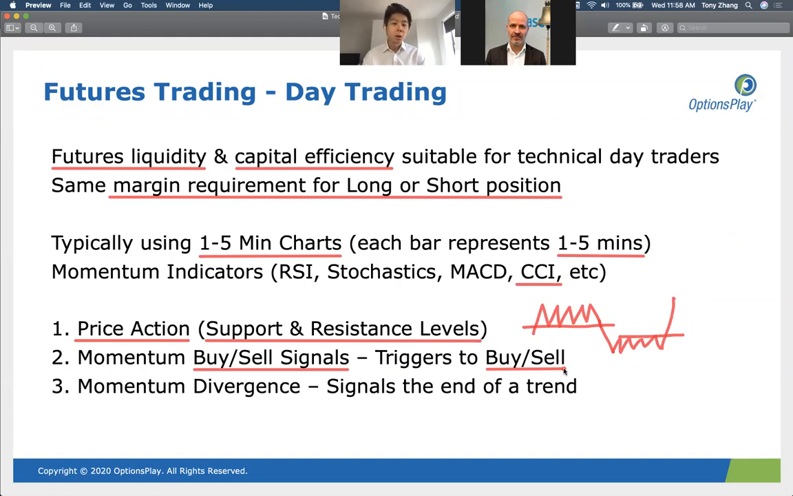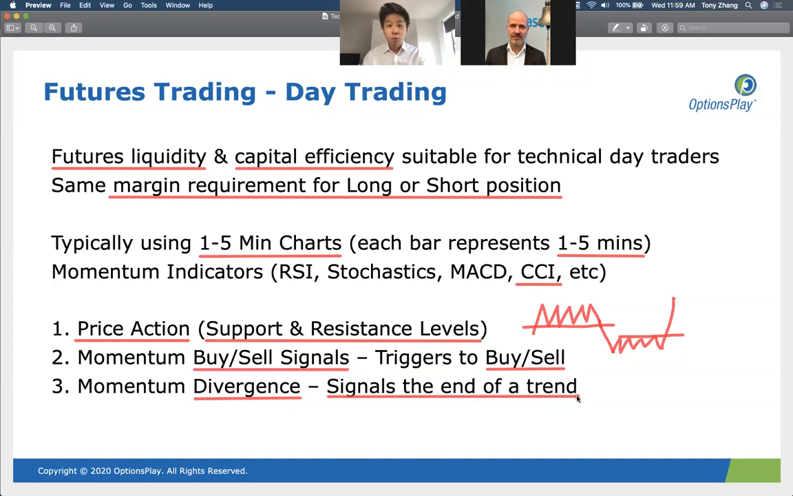And lastly, in my opinion, one of the important parts of learning how to trade futures is learning to read divergence between momentum and price, because that many times can give you a signal that the trend you're currently watching is potentially coming to an end. So we use support and resistance levels to give us our primary trend. We use momentum to confirm those and give us a buy and sell signal. And lastly, we look at divergence to potentially signal that the trend has ended.